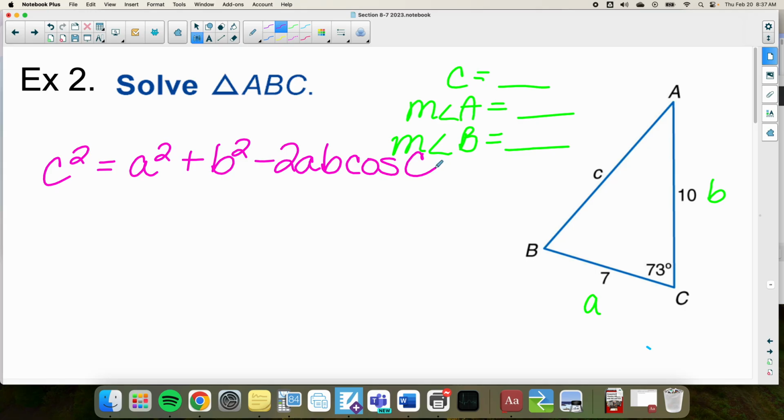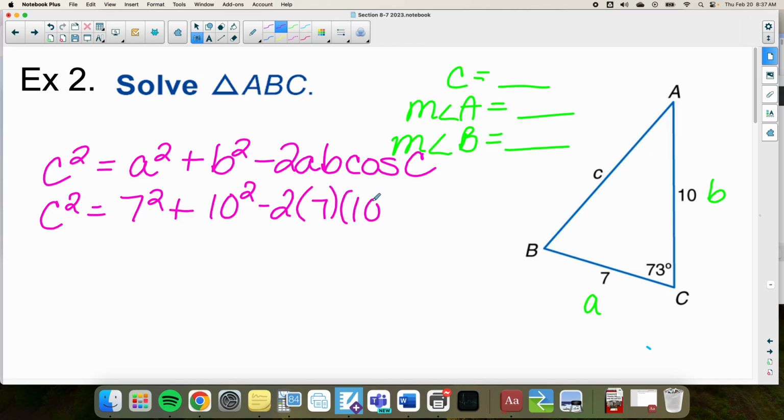Okay, now what we're gonna do, this is c squared, that's what I'm looking for. It's 7 squared plus 10 squared minus 2 times 7 times 10 times cosine of 73. Okay?